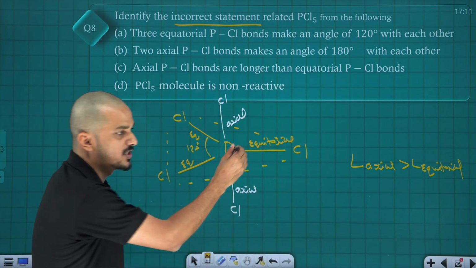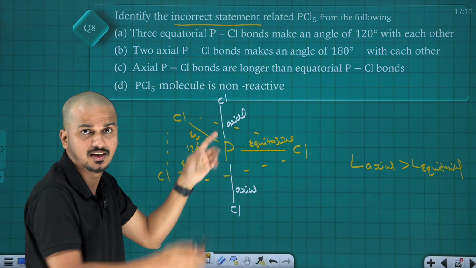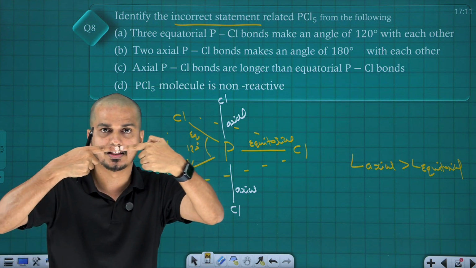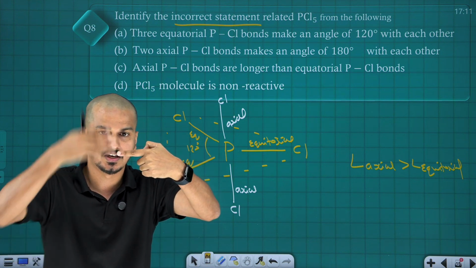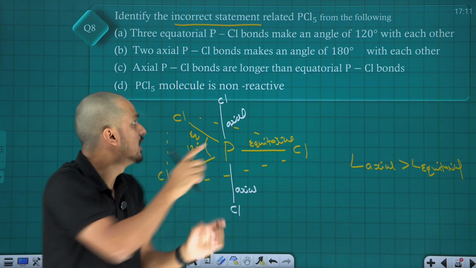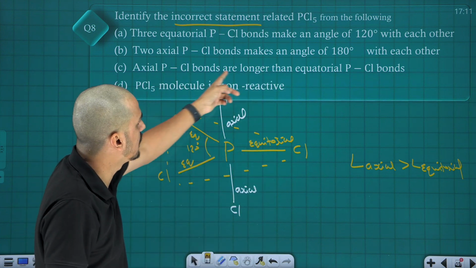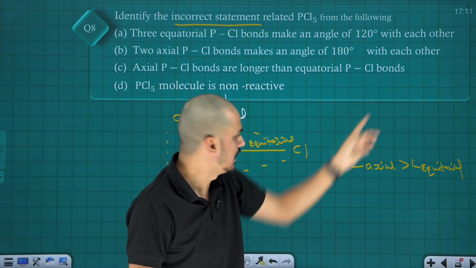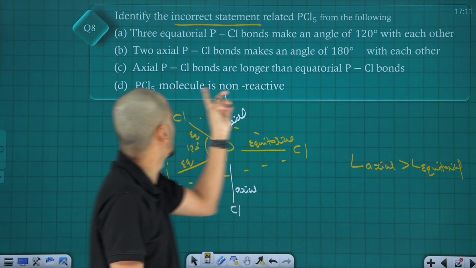Yes. This Cl is projecting out, this Cl is projecting in. They are actually lying like this, and only the 3 PCl bonds will be in this plane. So that is also correct. Axial PCl bonds are longer than equatorial PCl bonds. That I already wrote. What about the next one?